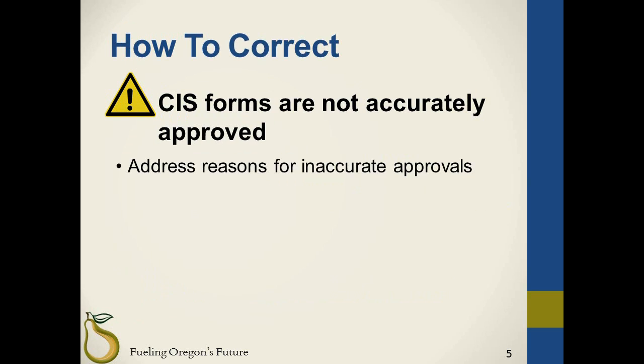One way to prevent the finding of inaccurately approved CIS forms is to determine why CIS forms are not accurately approved. One reason may be because staff are not accurately determining the eligibility status of a participant, in which case retraining may be required for sponsor staff. Forms may also be inaccurately approved because they are incomplete. It might be necessary to obtain missing information or distribute, collect, and approve new CIS forms.